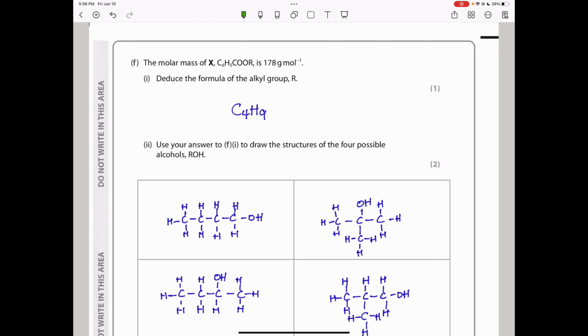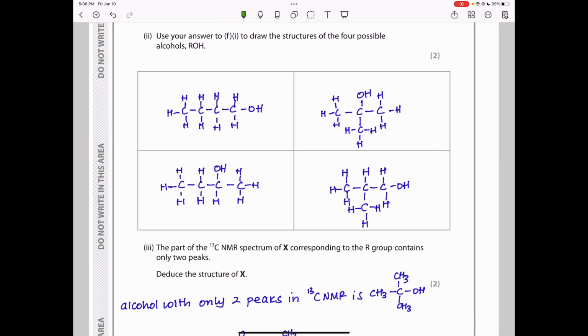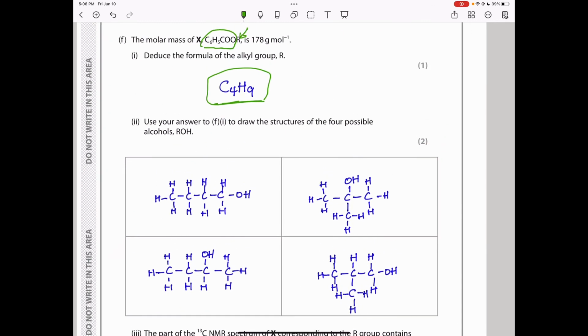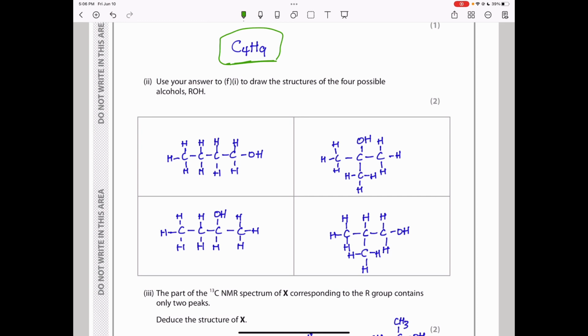So here we have 178 gram per mole, and we know this is C6H5COO, yet they told us that R is an alkyl group. The remaining part is going to be 4 carbons and 9 hydrogens. Now, next part, they say, use your answer in F1 to draw the structures of the 4 possible alcohols. Here the 4 possible alcohols could be, because we know it's C4H9 and then it has OH, so 4 carbons, 9 hydrogens, and then the OH.